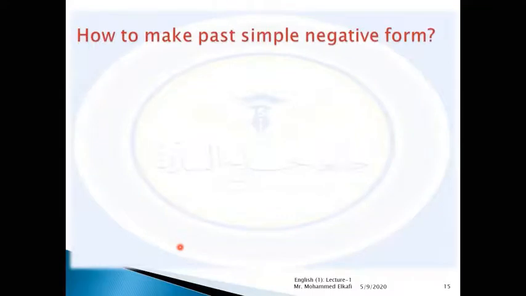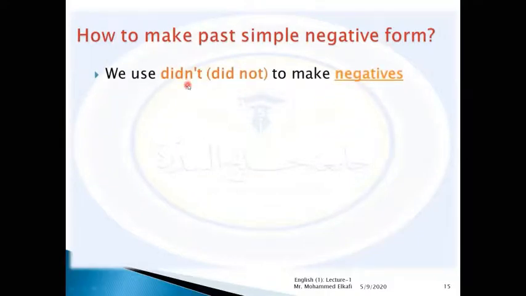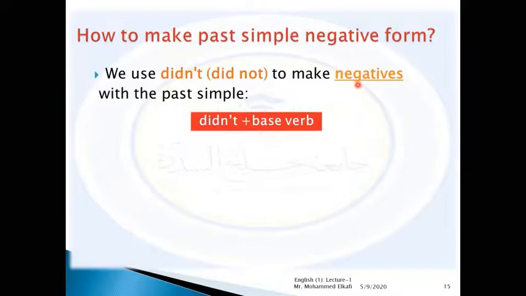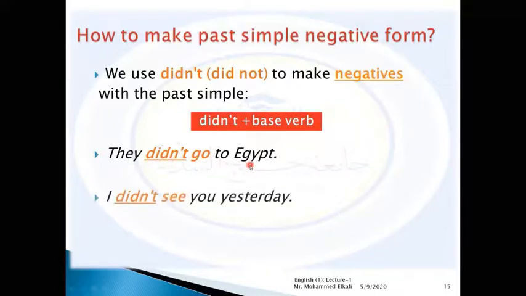So how to make past simple negative form? We use didn't, which means did not, to make negatives. With what? With the past simple. Didn't plus base verb. So let's think of the form, okay? They, the subject, plus didn't plus the base form of the verb. Go is go. So they didn't go to Egypt. And it is a negative form. I didn't see you yesterday.